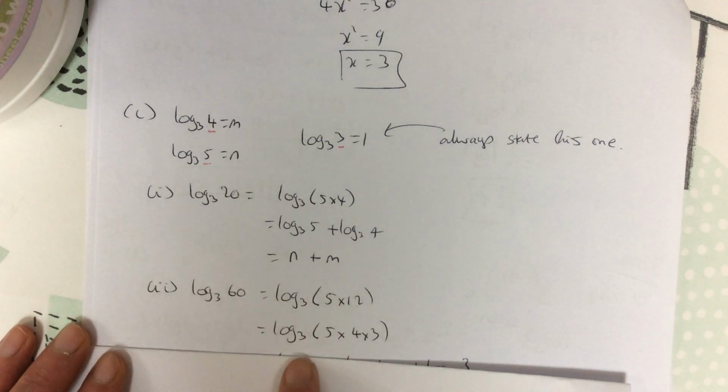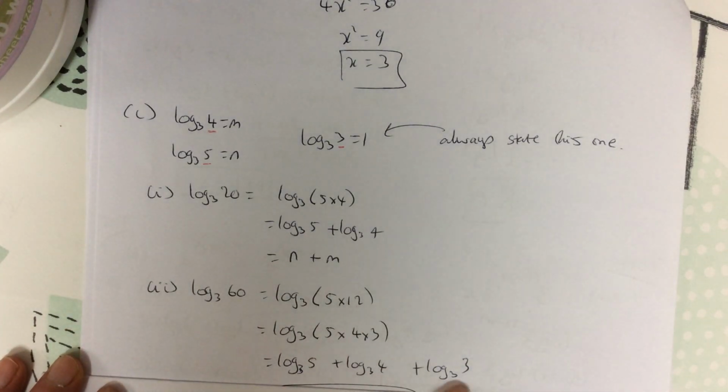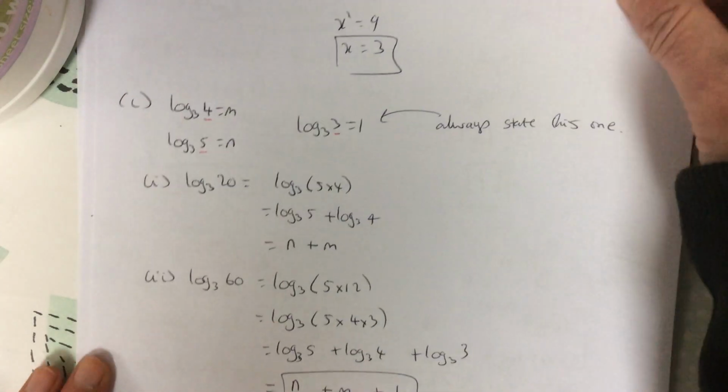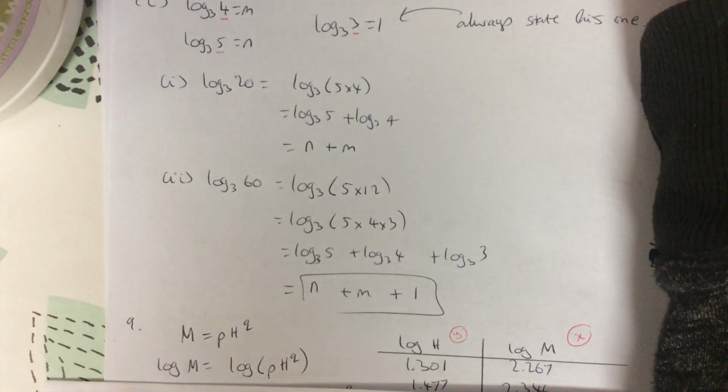So I've got all my numbers. Just separate them all out and add them. And just put in your n, m, and 1.